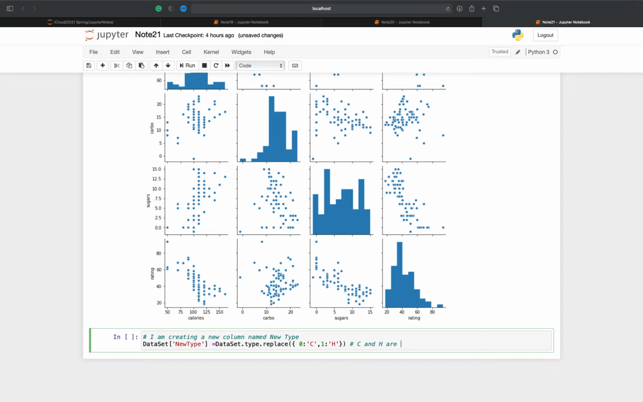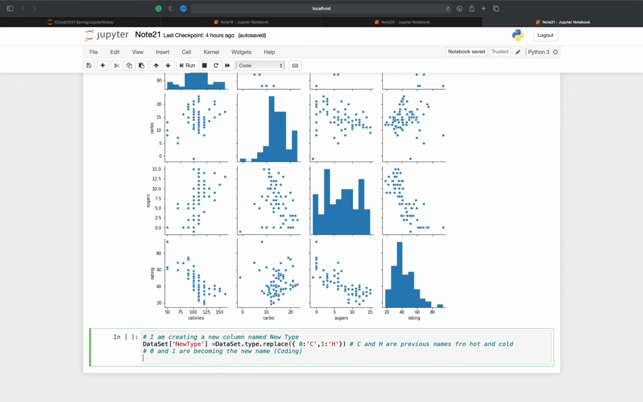So I'm creating a new column named new type, and then I'm going to say from the data set, the type column, replace. I'm going to create a curly bracket inside the parentheses, and I'm going to say 0 for C, all the cereal that are cold, and 1 for all the cereal that are hot. Do you remember we had C and H? C and H are previous names for cold and hot. 0 and 1 are becoming the new names, the coding. So let's see what we get in the data set if I do this.